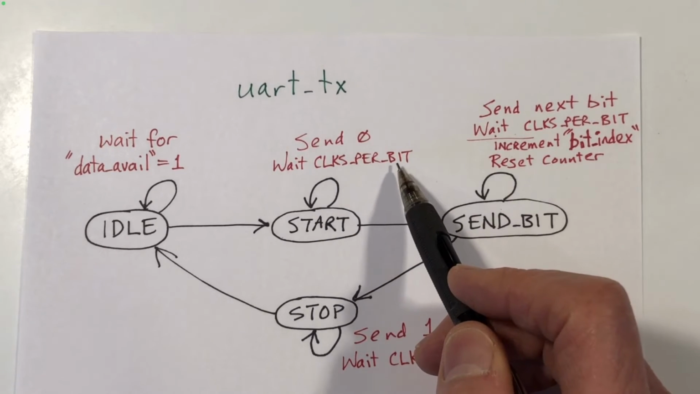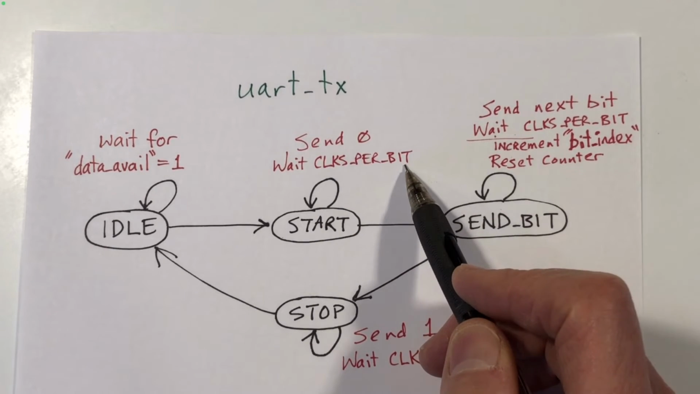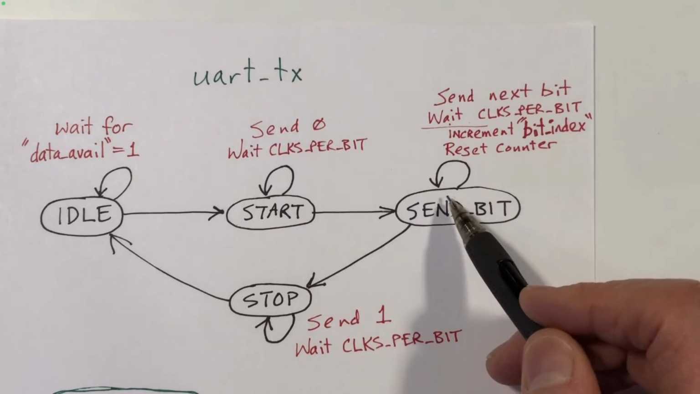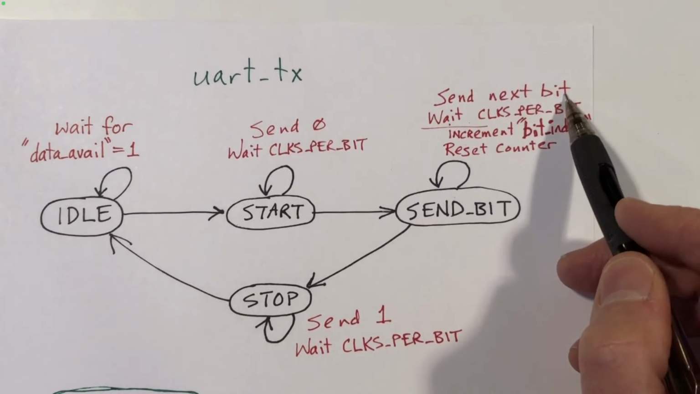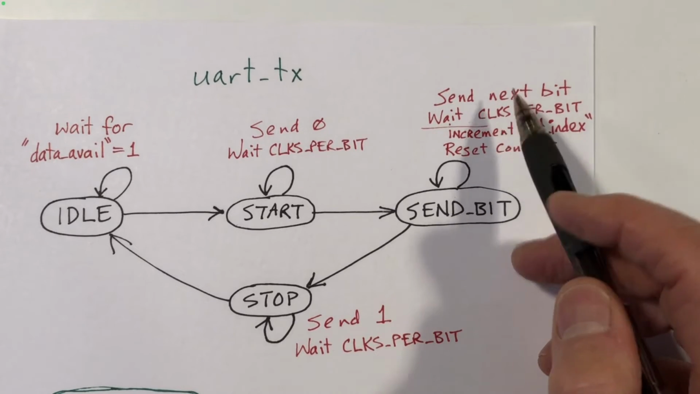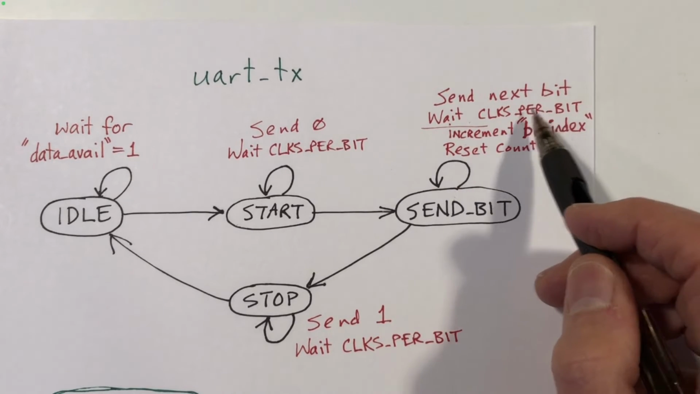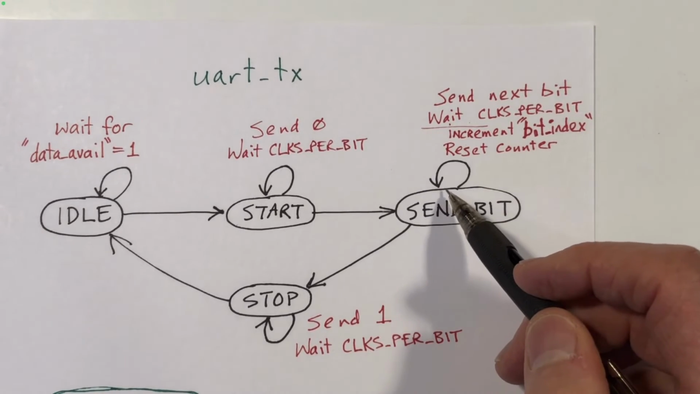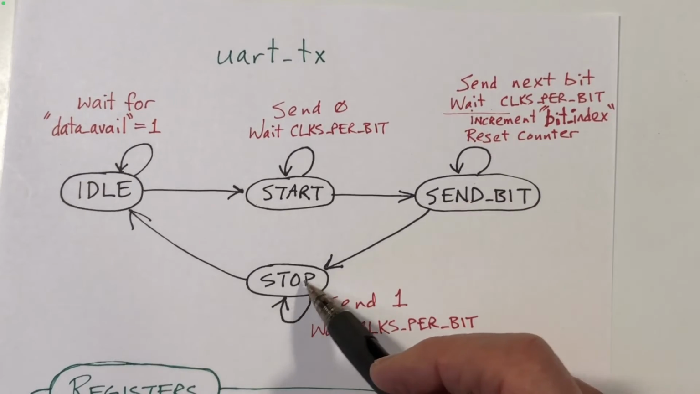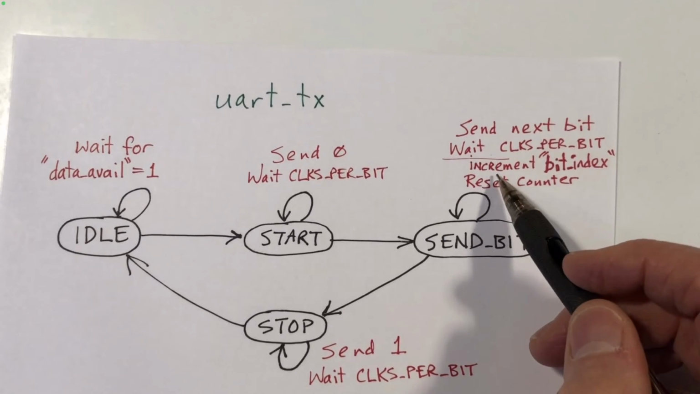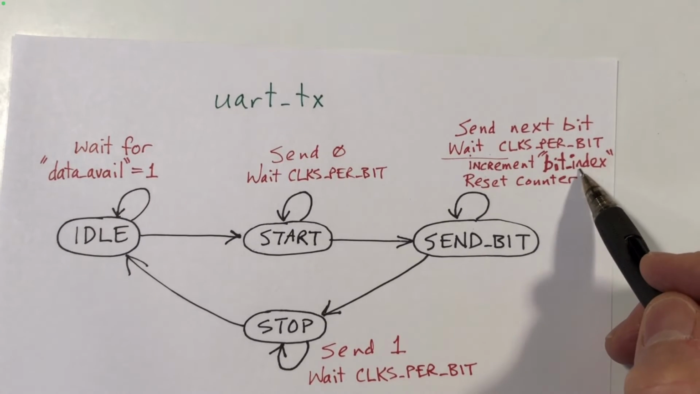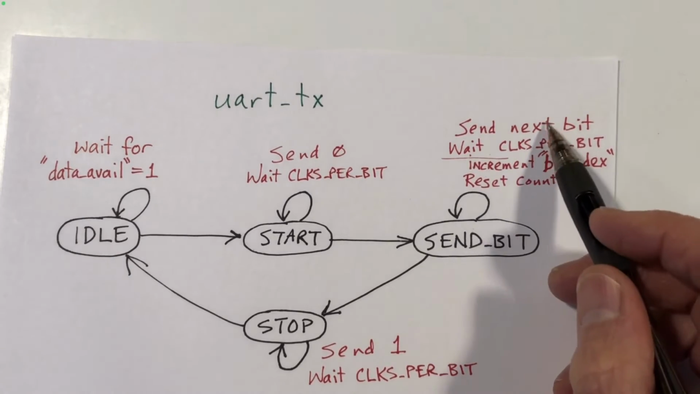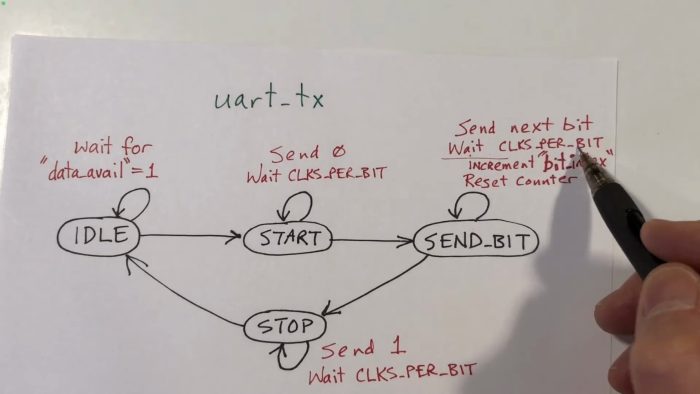That is, we'll wait for one full bit time. After the start bit is sent, we'll go into the send bit state, and it will send the next bit. It will stay in this state for one bit time, that is, for clocks per bit, and then if this was the last bit, it will transition to the stop state. Otherwise, it will increment a register called bit index, reset the counter, and stay in this state and send the next bit for one bit time.